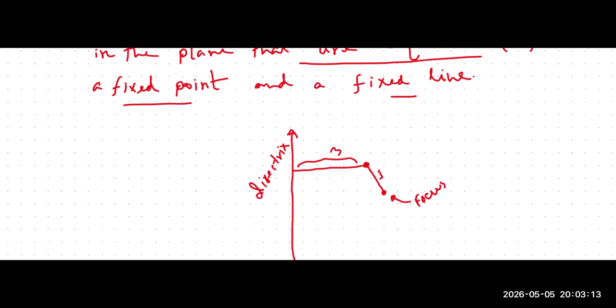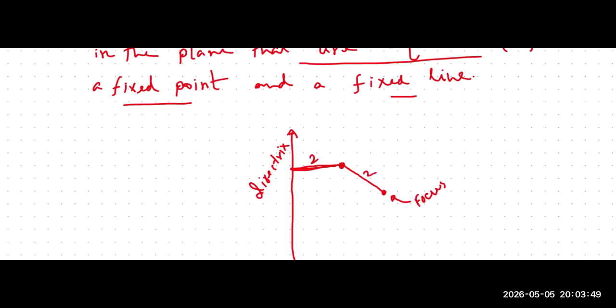Those points will be included that are equidistant. Let's say this point is equidistant from focus and directrix. Since directrix is a line, we need to only consider the perpendicular distance from that point to directrix line. So if this distance is 2 unit and this is also 2 unit, then we can say this red colored point is in our parabola.